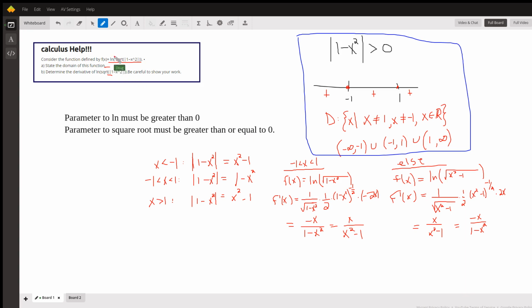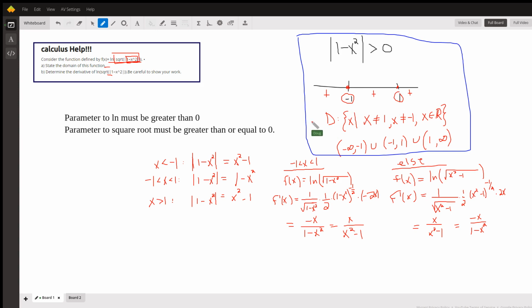So that means this expression right here must be greater than 0. In order for that to be true, you have to be taking the square root of a positive number. So that means the absolute value of 1 minus x squared must be greater than 0. The only time it equals 0 is when x is 1 or negative 1. Everywhere else, this expression is positive because you're taking the absolute value. So the only numbers you have to exclude from the domain are 1 and negative 1.